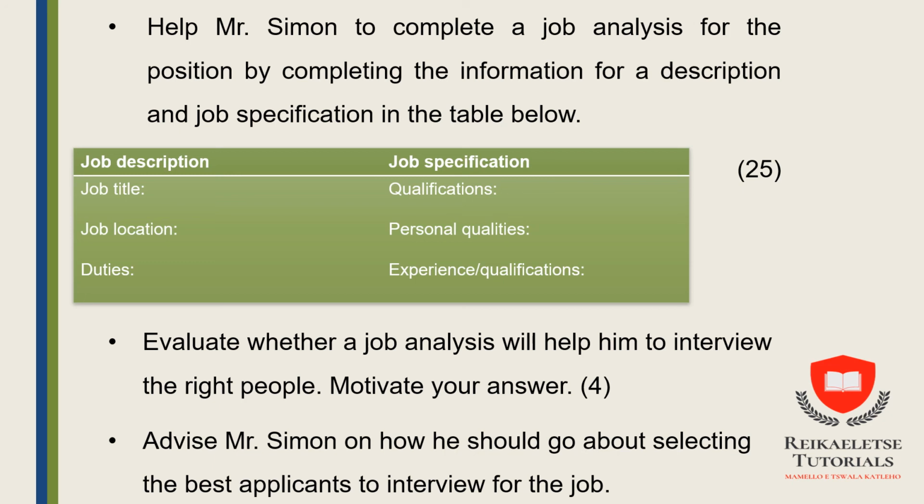in the table below. So in the table, you'll find two columns. The first column is the one with job description. So under job description, you need to give the job a title, a job location, and duties as you will find them from the piece that you read. Then the job specifications, you should include the qualifications, personal qualities, experience, and qualifications. All of this is out of 25 marks.